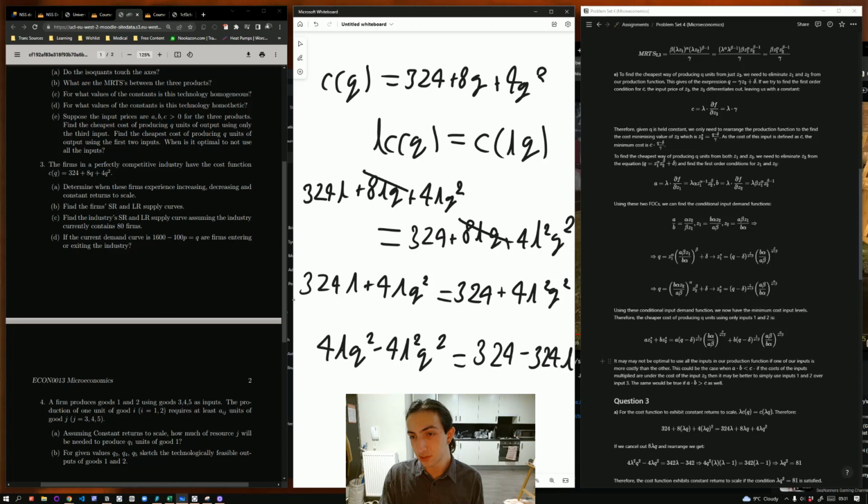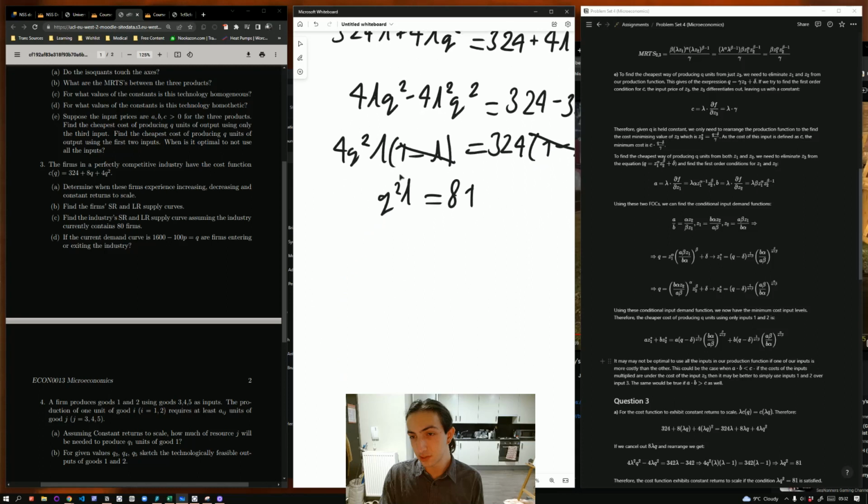You could actually take a 1 minus lambda out of all of these. So this becomes 4 q squared lambda (1 minus lambda), and you can calculate that if you want as well. And this one becomes 324 (1 minus lambda). We take out the 1 minus lambda, and we're left with this expression. We divide by 4, and we get q squared lambda is equal to 81.